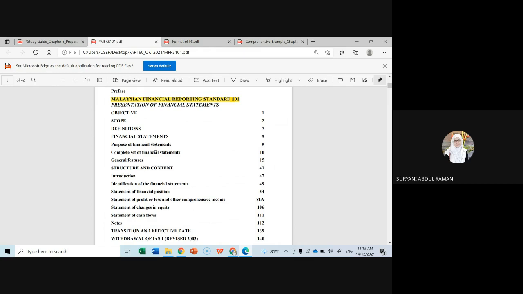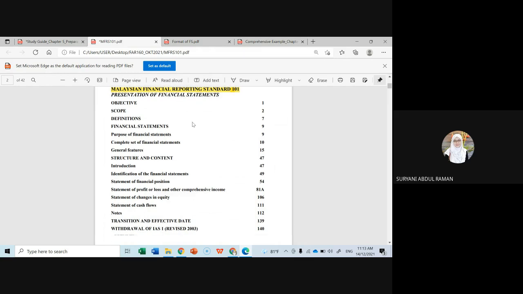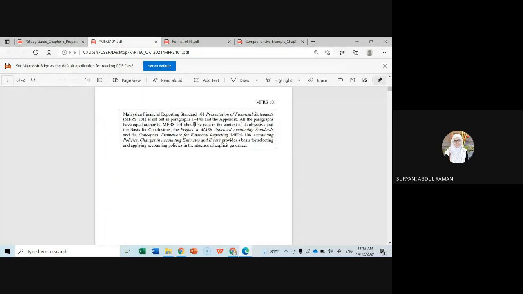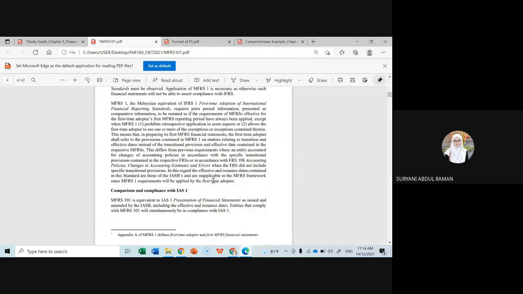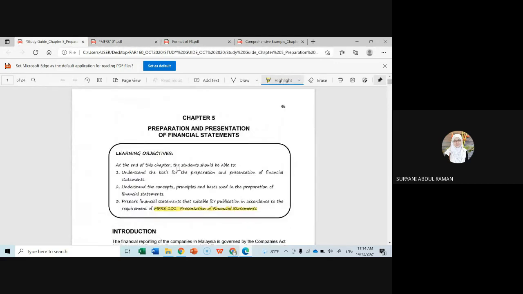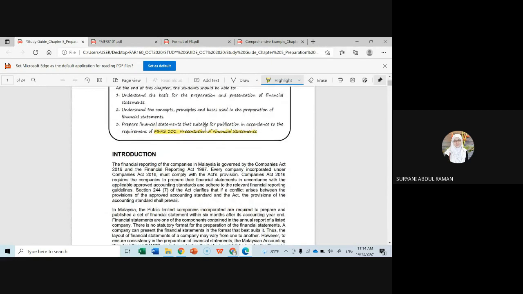Since our objective is to learn how to prepare the financial statements, we are going to refer to MFRS 101. However, in this lecture, I'm not going to go into detail line by line of the MFRS. Instead, I have extracted the important information and compiled it together under this note. But our main reference will be MFRS 101. Is that clear, class? What is MFRS 101?